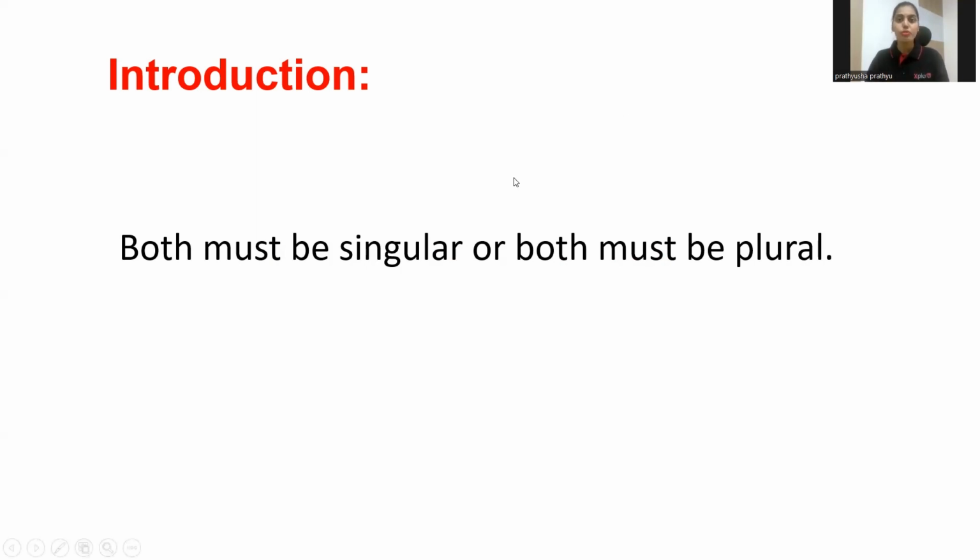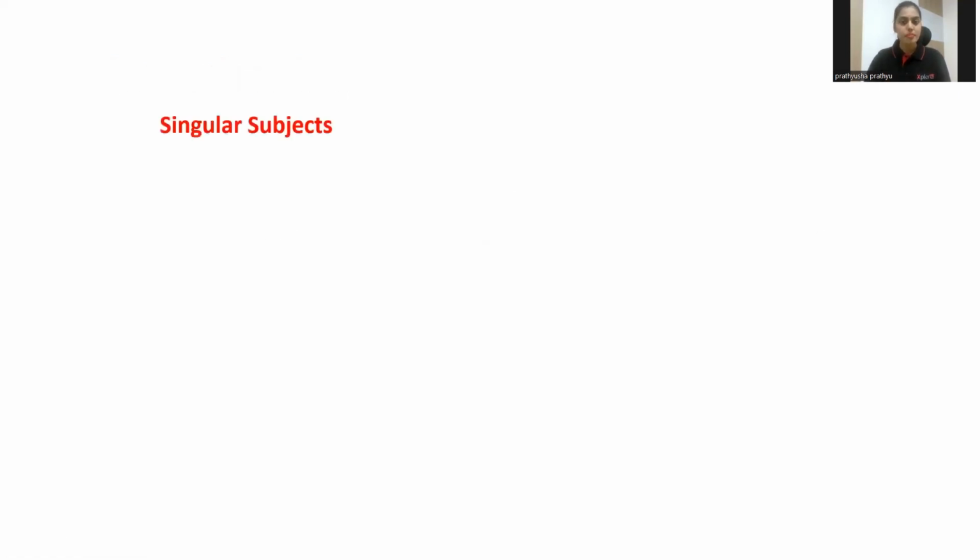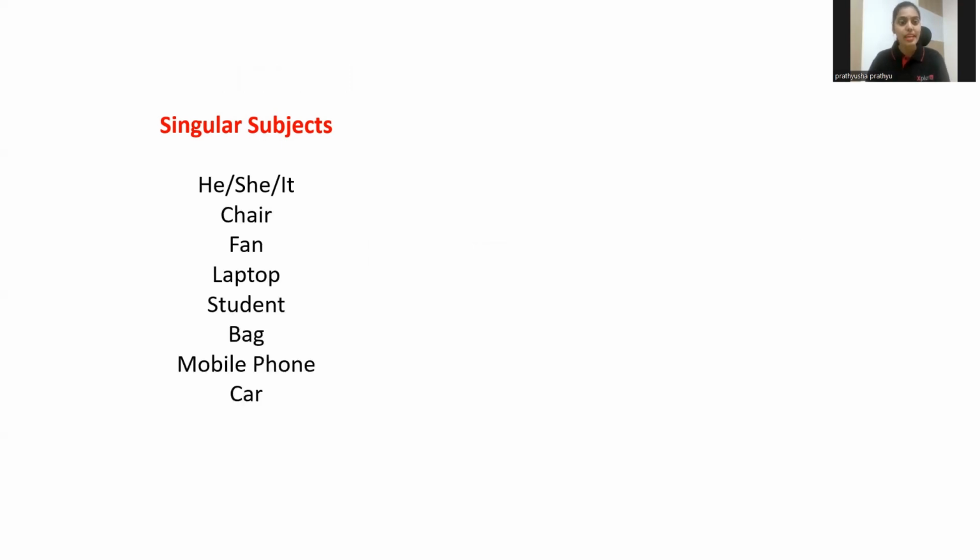Now, let's look into a few examples for subjects and verbs. Singular subjects. What are singular subjects? Most of the subjects are nothing but either nouns or pronouns. So all the singular nouns or pronouns will become singular subjects and all plural nouns and pronouns become plural subjects. He, she, it, chair, fan, laptop, student, bag, mobile phone, and car. These all are examples of singular subjects.